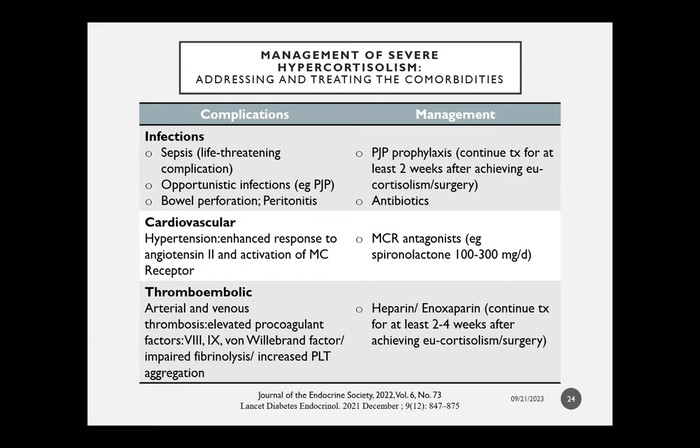Some thromboembolic complications, involving both arterial and venous thrombosis, have also been described. We think that this is probably associated with elevated procoagulant factors, specifically factors 8 and 9 and von Willebrand factor, impaired fibrinolysis, and increased platelet aggregation. In these patients, we need to give prophylaxis with heparin. The prophylaxis should be continued for at least 2 to 4 weeks after achieving eucortisolism or surgery, or if the patient has permanent treatment.